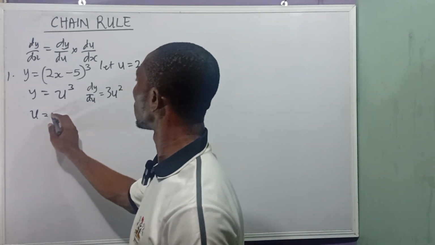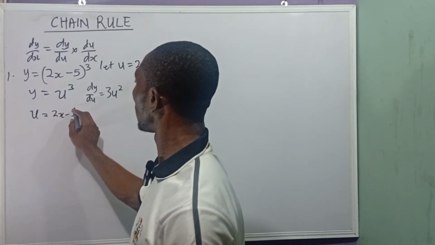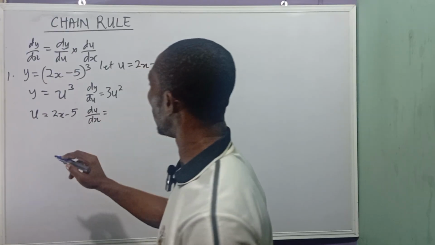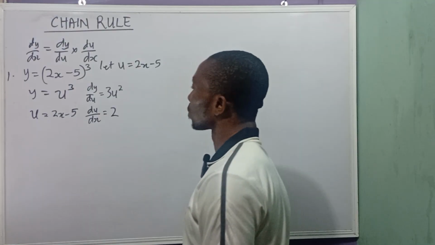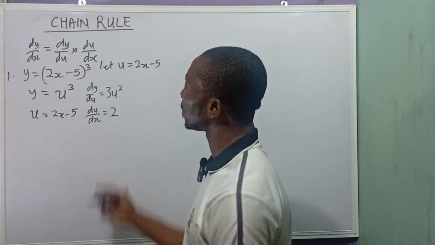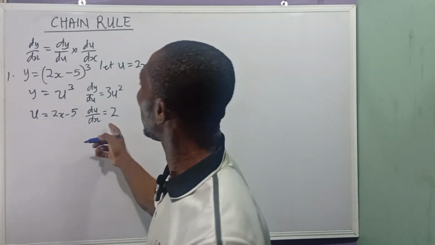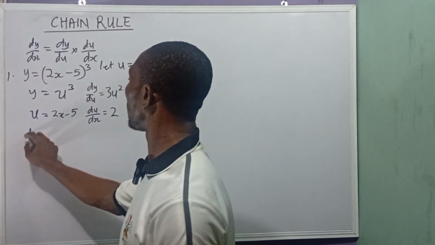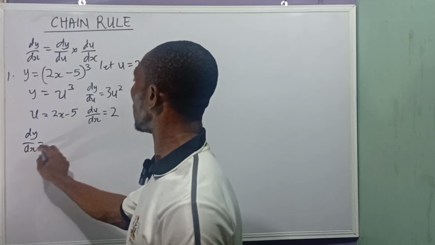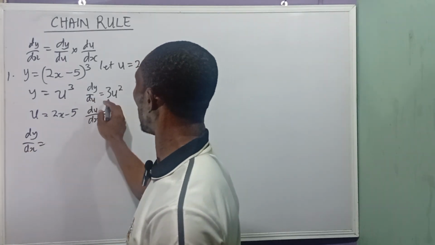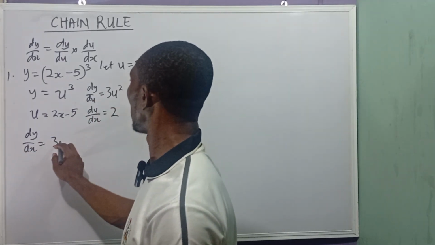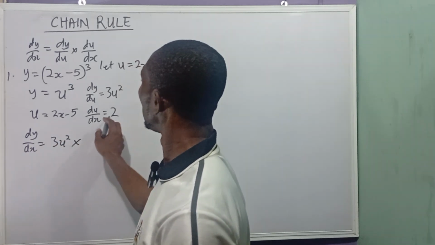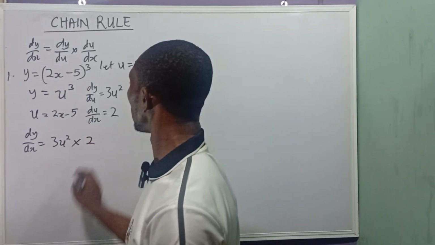So if our u is 2x minus 5, then du/dx would be what? If we differentiate this, we'll get 2. Now applying our law, dy/dx is dy/du, which is 3u squared, times du/dx, which is 2.